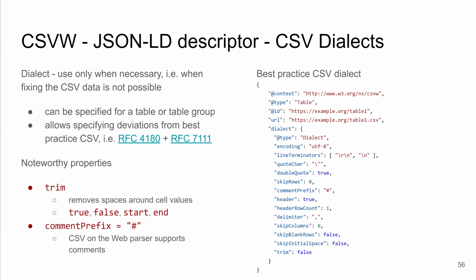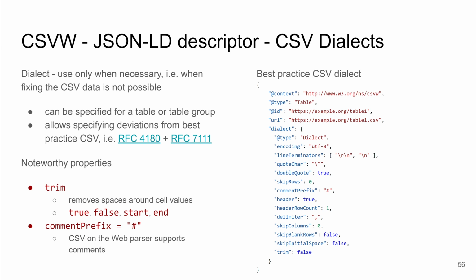The CSV on the web W3C recommendation contains support to describe what they call a dialect of CSV. Basically, it allows you to describe what is wrong with the CSV so that you can then interpret it better when you see it defined explicitly in the JSON-LD descriptor. There is also a best practice CSV dialect, and the example you can see on the right.